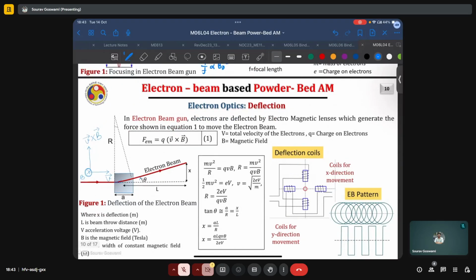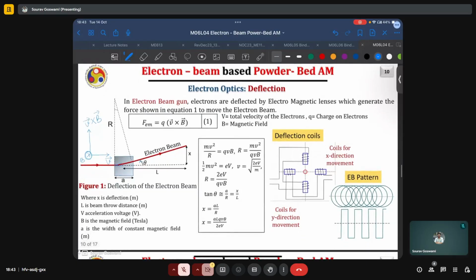And this equivalence has been used to derive these equations here. mv square by r equals qvB. And so the radius of this path of deflection can be found as equal to mv by qB. If the angle theta is small, then tan theta is approximately equal to theta, and we can find the horizontal deflection x in terms of the other known process parameters. Here x is the deflection, L is the beam throw distance, V is the acceleration voltage, B is the strength of the magnetic field in Tesla, and A is the width of the constant magnetic field.